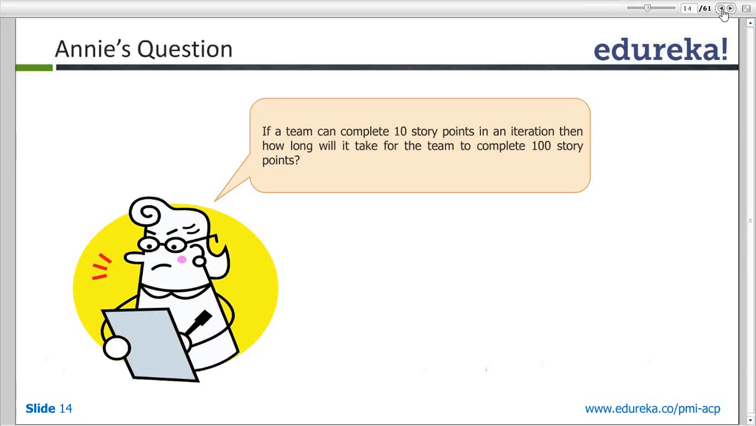Okay, so let's do a quick anticipation. If a team can complete 10 story points in an iteration, then how long will it take for the team to complete 100 story points? How many iterations would there be?